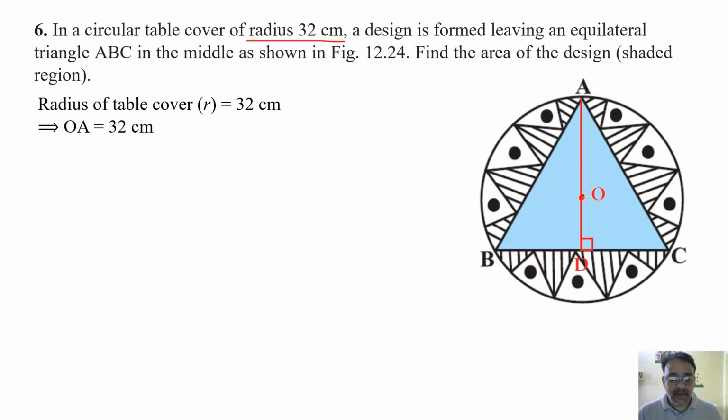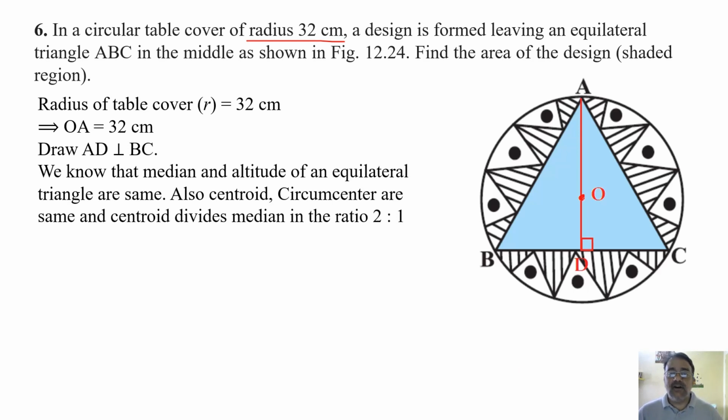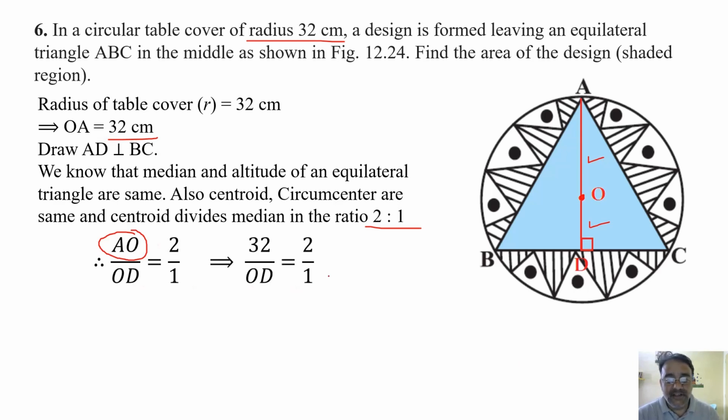So this is a very special property of an equilateral triangle that centroid, incenter, circumcenter और orthocenter सभी same होता है. Okay, so we know that the median and altitude of an equilateral triangle are same. Also centroid, circumcenter are same, and centroid divides median in the ratio 2:1. So AO upon OD will be equals to 2 by 1, right? So what we will do, we will substitute the value of AO, that is 32 centimeter. So 32 by OD is equals to 2 by 1. So from this we will get OD is equals to 16 centimeter.